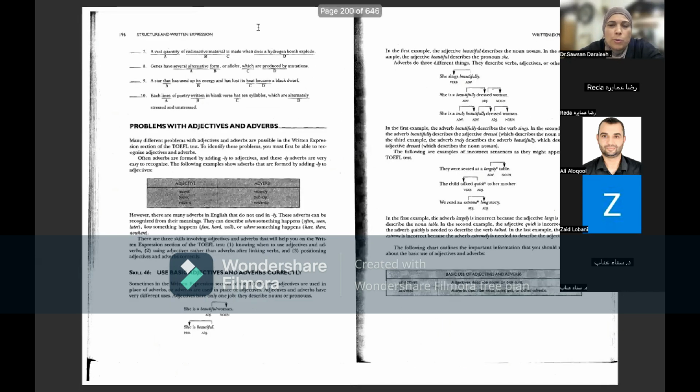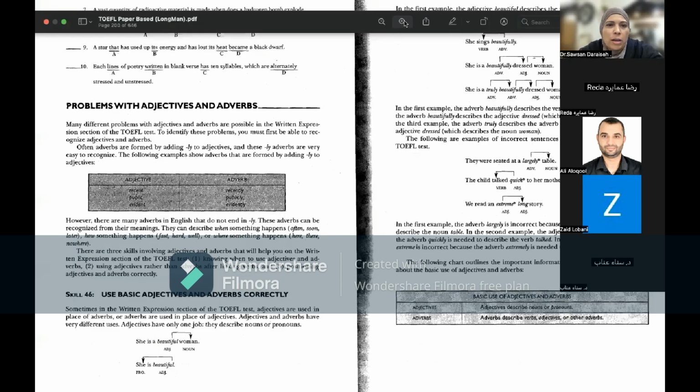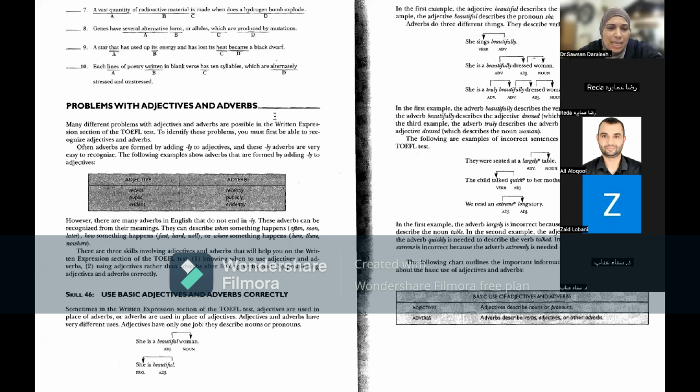I want to go back a bit, guys, honestly speaking, because I want to show you what we talked about last time. For those who were not with us on Saturday, I just quickly want to say what we discussed that day. We talked about adjectives and adverbs. And we said that adjectives are used to describe nouns. Adverbs we said are used to describe what?